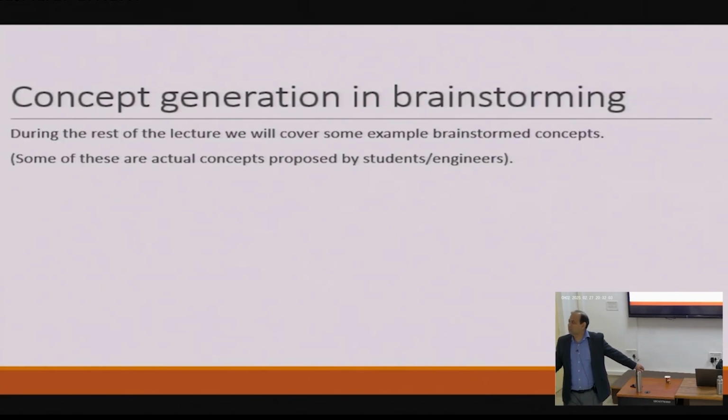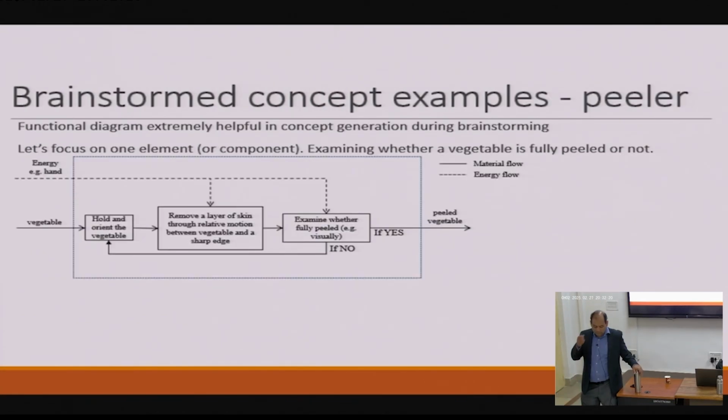So we'll go over some brainstormed concepts. I try to talk about these examples because one of them was the brainstormed concept example for a peeler, right? So here we're looking at the function of vegetable goes in. Everybody can draw a functional diagram, right? Basically, just make sure that you separate the flows.